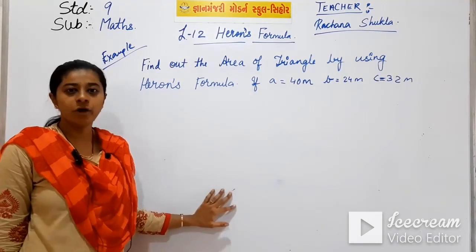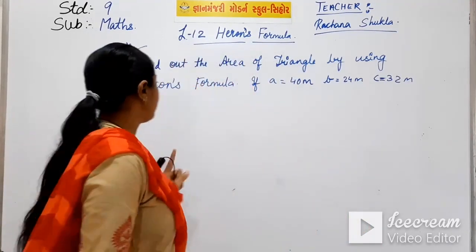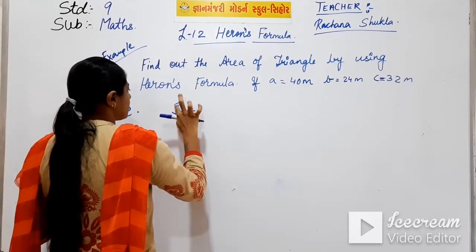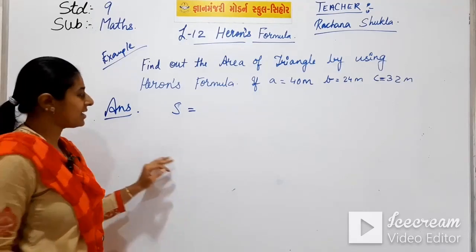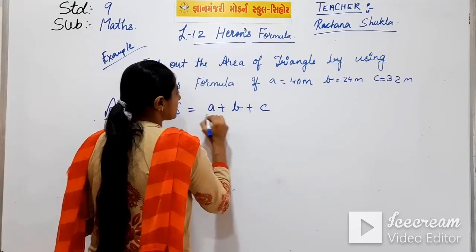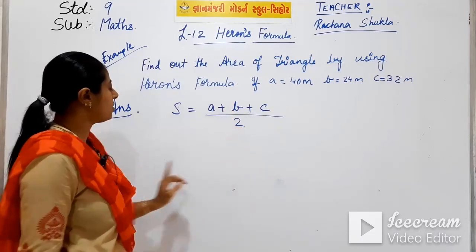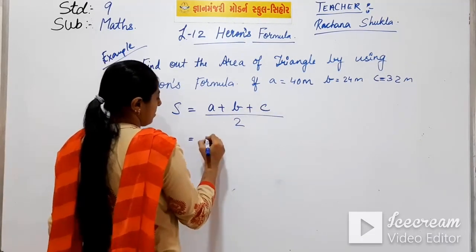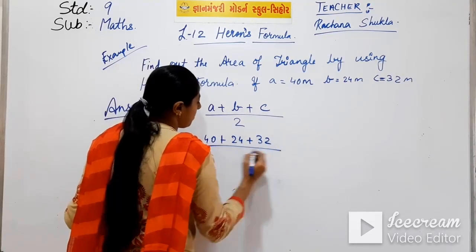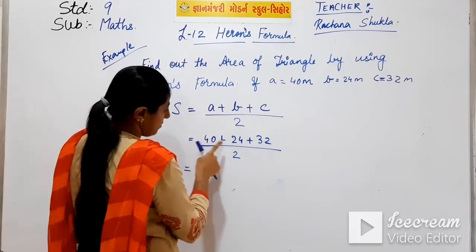So this is the formula. The first step of your answer will be finding S. We require S, so first of all find S. What is the formula of S? S equal to A plus B plus C upon 2, that is 40 plus 24 plus 32 upon 2. And then add up all this.